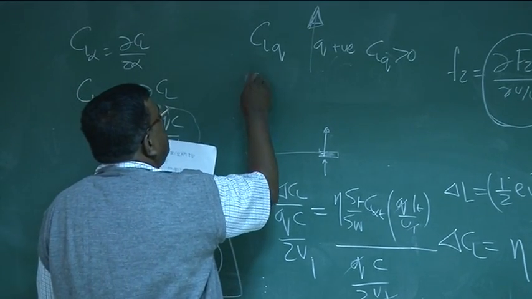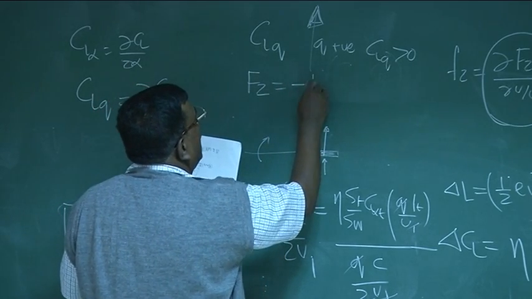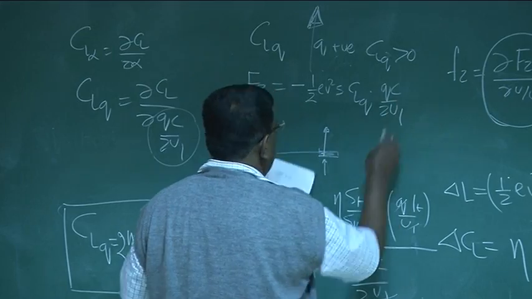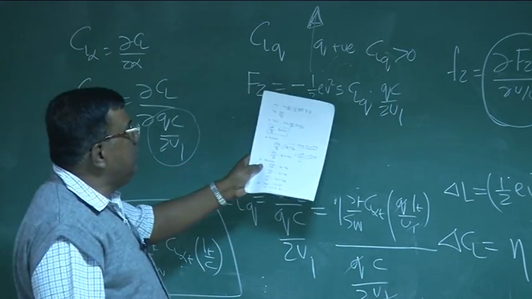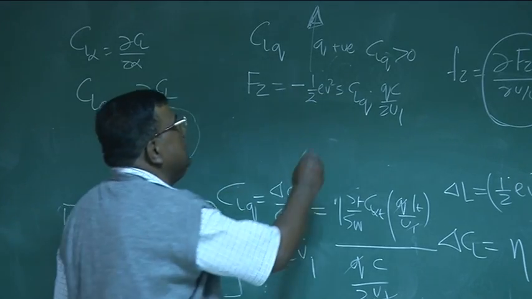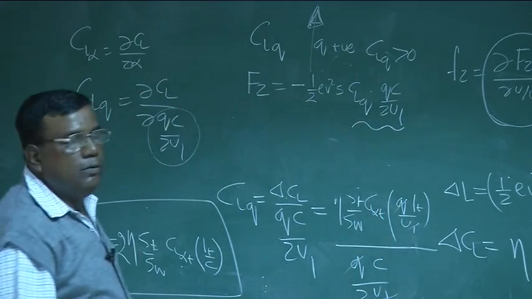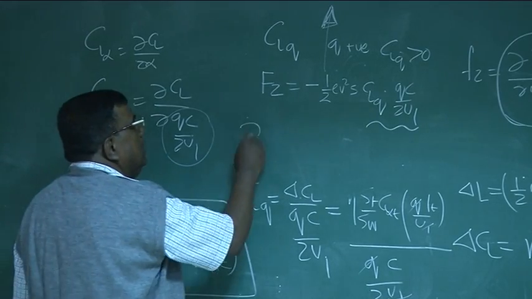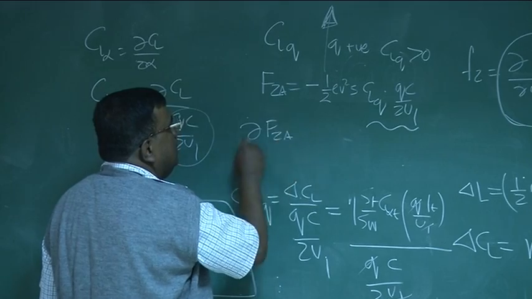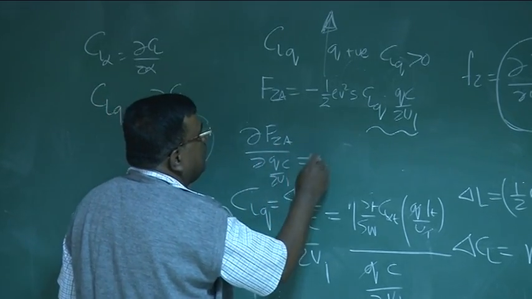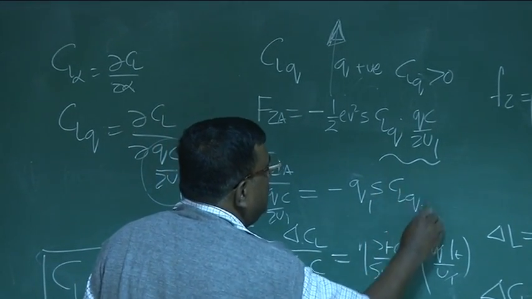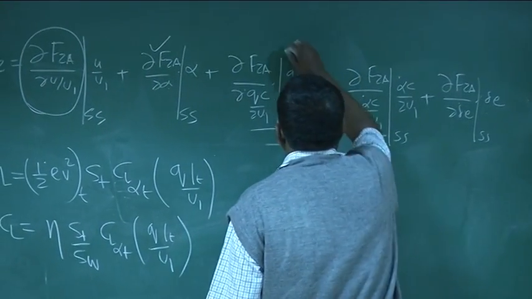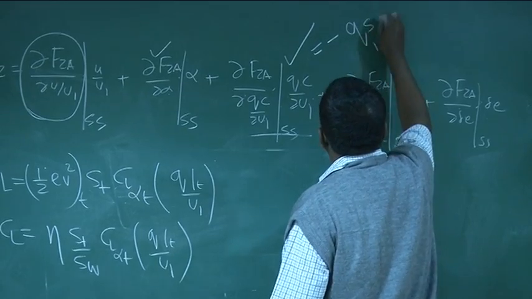So we will write Fz because of Q is minus half rho v square S into CLQ into QC by 2U1. Is it clear? Fz is half rho v square into CLQ into QC by 2U1, because this part complete is CL due to Q, that is dCl by d(QC by 2U1) into QC by 2U1. When I write CLQ, that means it is dCl by d(QC by 2U1). So naturally, dFZA by d(QC by 2U1) is simply equal to minus Q1 S CLQ. As simple as that. So this term is so straightforward. This term is equal to minus Q1 S CLQ.